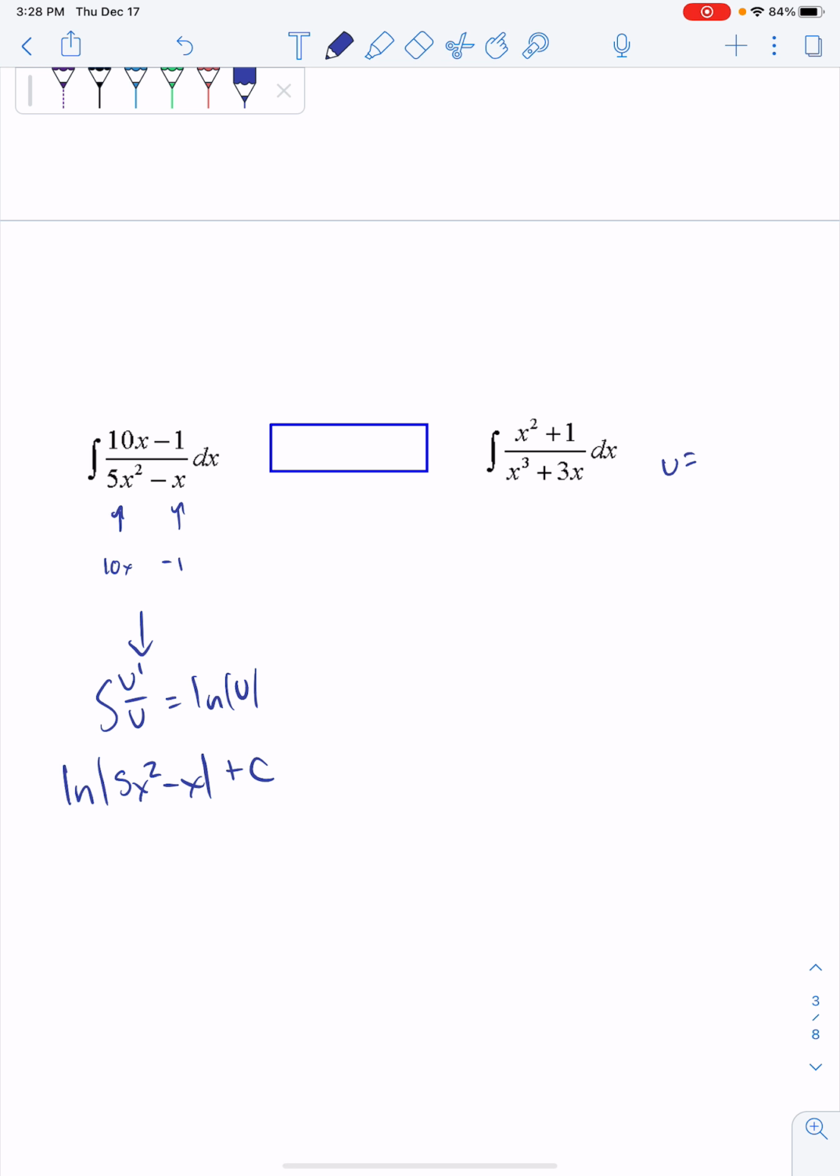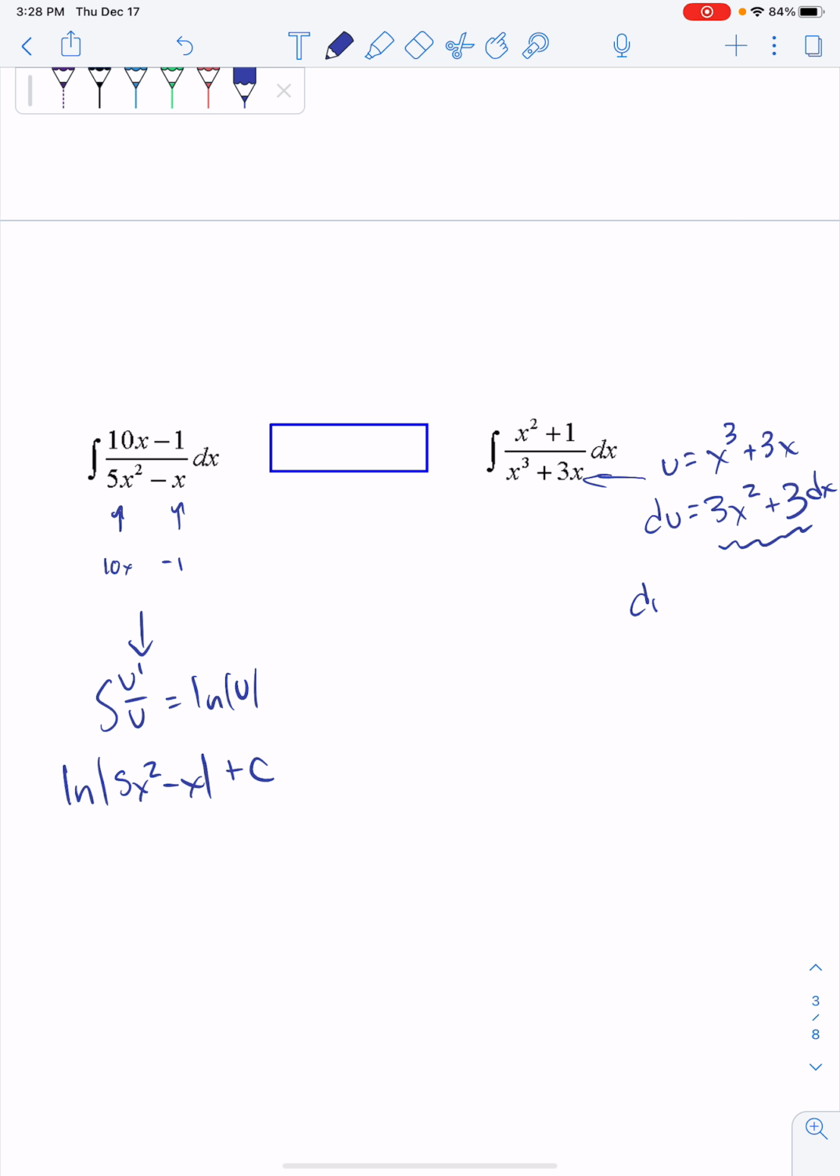So I'm going to go ahead and start with a u substitution. I'm going to say u equals x cubed plus 3x, which means that du is equal to 3x squared plus 3 dx. Don't forget the dx. Now, this takes care of my bottom, right? But now I need to try and make this look like the top. And the top has x squared plus 1, but mine has 3x squared plus 3.